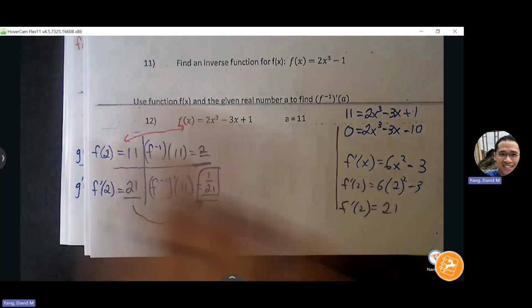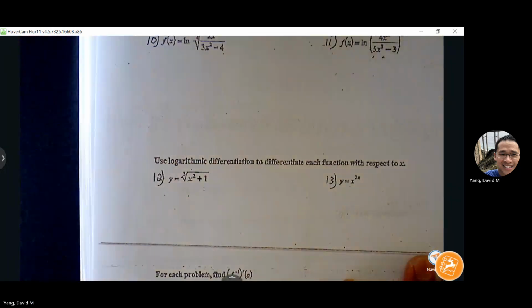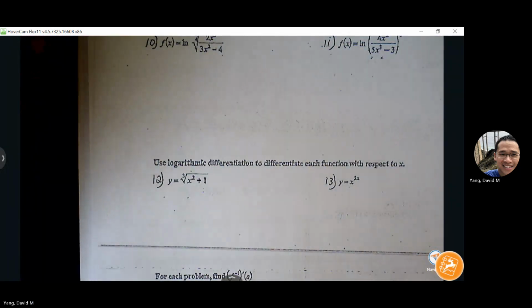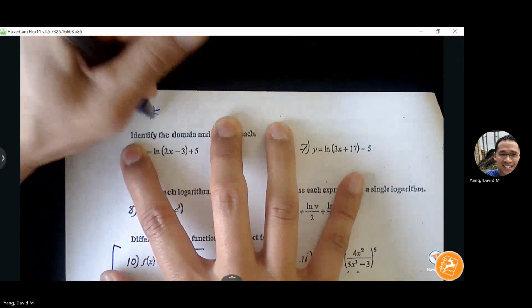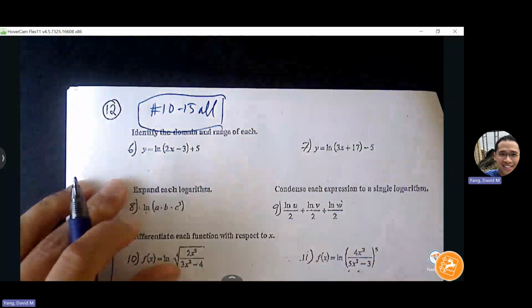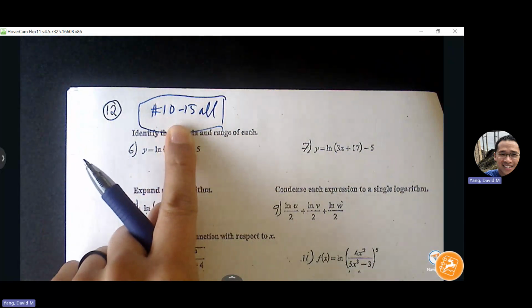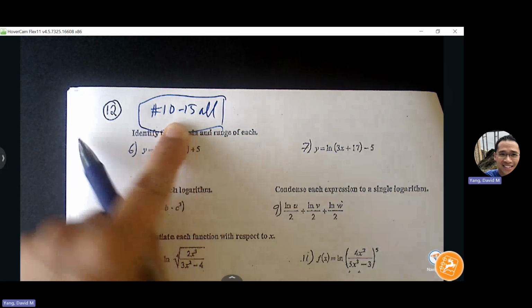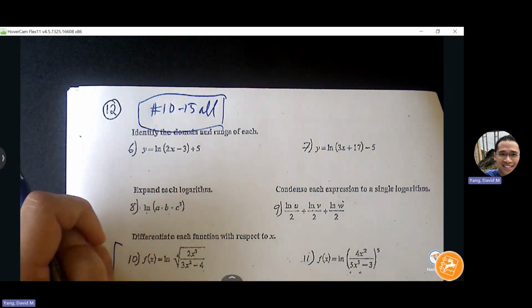Okay, so your homework is on page 12, 10 through 15. I'll send out a reminder and I'll send out the key so you guys can check your answers. So on page 12, 10 through 15, all. What was the homework we did? Page 5, all of page 5.